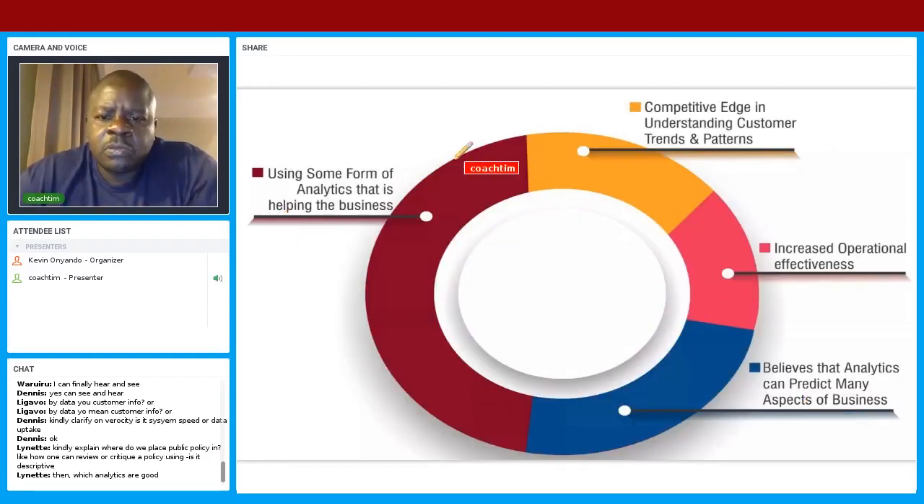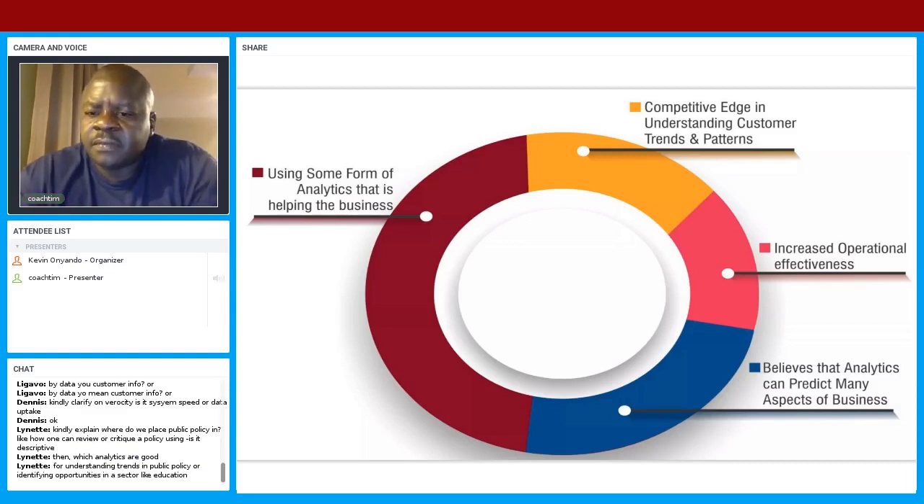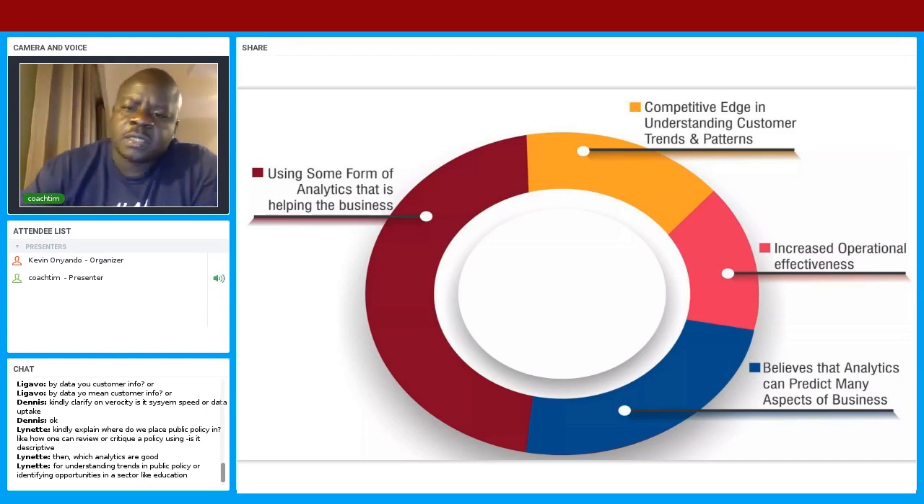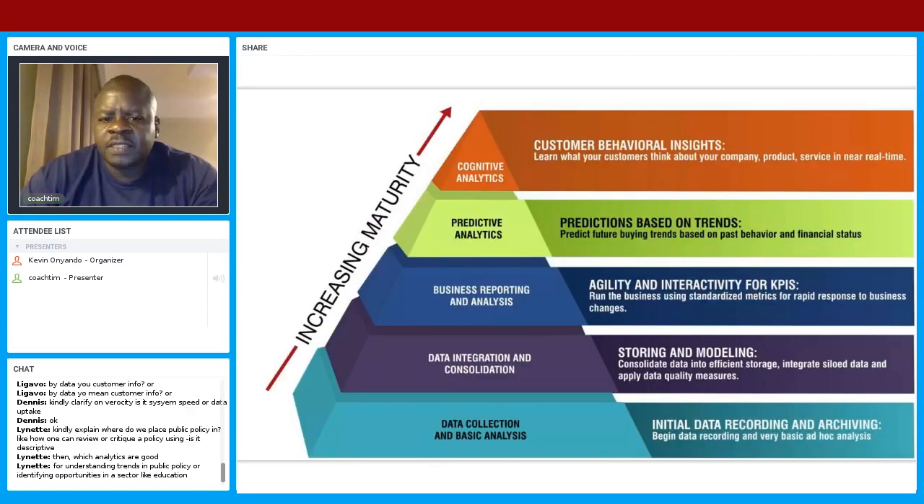This is another representation of this. Most organizations now are using some form of analytics that's helping the business. We are seeing another percentage understanding customer trends and patterns. Others are using it for operational effectiveness, then for prediction. So you can place yourself in any of these four: trends and patterns, effectiveness, or prediction.